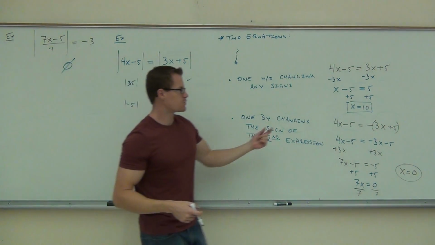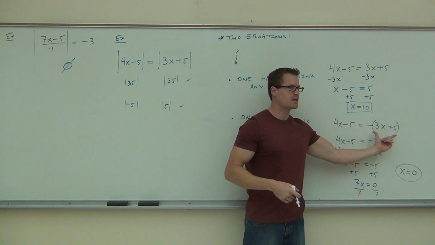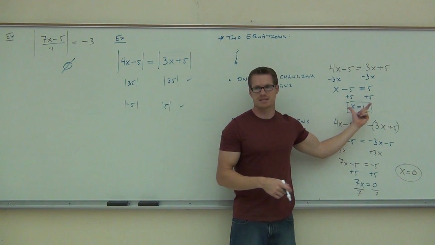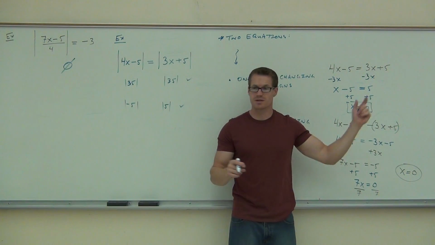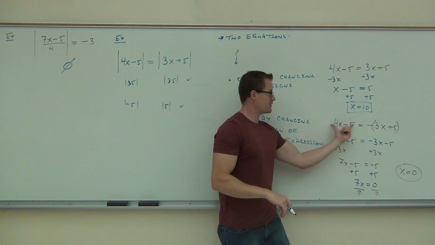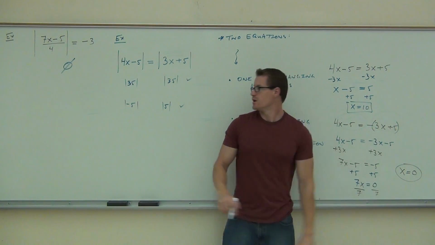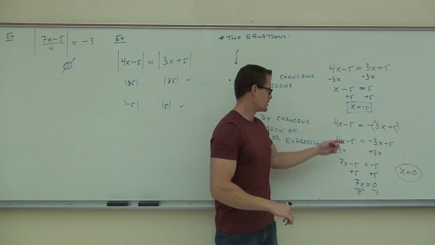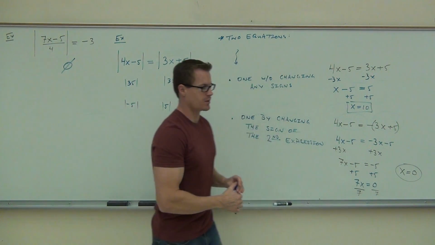If you had made the first one negative and the second one negative, you would have this case again. You'd get 10 for your x. You'd get 35 on both sides. If you'd made this negative and this one you kept positive, you would again get negative 5. And you'd get 0 for x. That would happen either way.